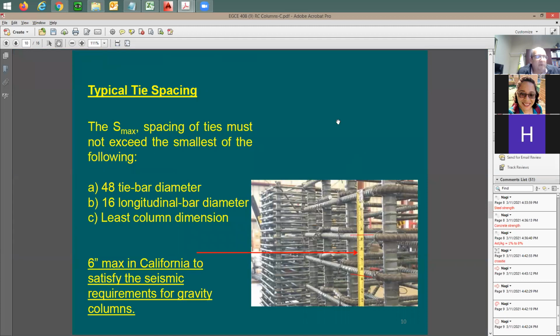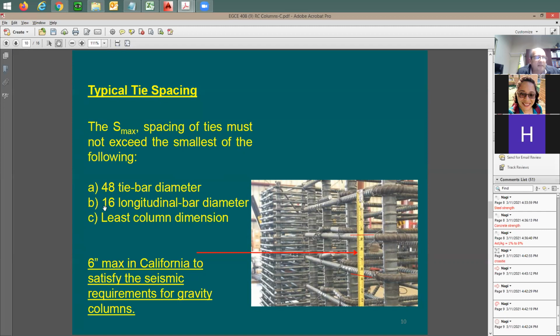The ACI code says the maximum spacing should be the smallest of the following. And then you have 3 requirements here. Number 1 is gonna be equal to 48 times the bar diameter. Which bar diameter? It's gonna be for the tie itself. Take the tie bar diameter, multiply by 48, and this is gonna be the spacing between these two ties.